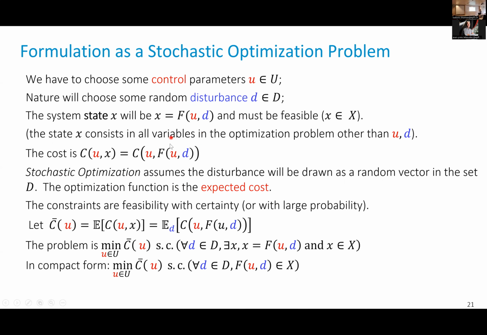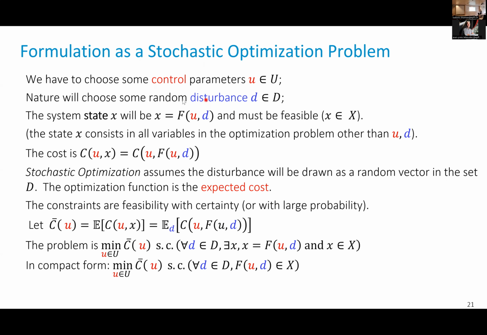So the traditional method is to consider the expected cost, which assumes that, in some sense, we're able to put a distribution on the disturbance, or at least we have minimal information about the distribution, such that we can speak of expectation. We can compute average values here. So again, it's important to realize the terms of what we are doing. So we have to choose some control parameters, G2, G3.